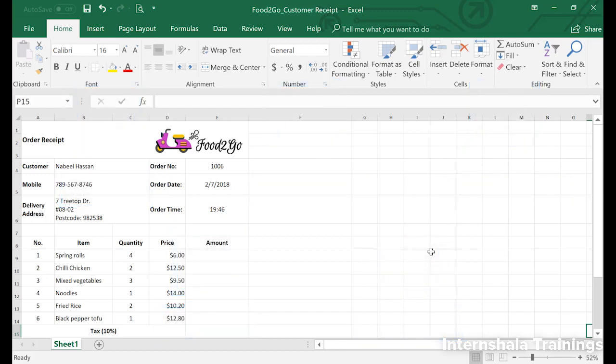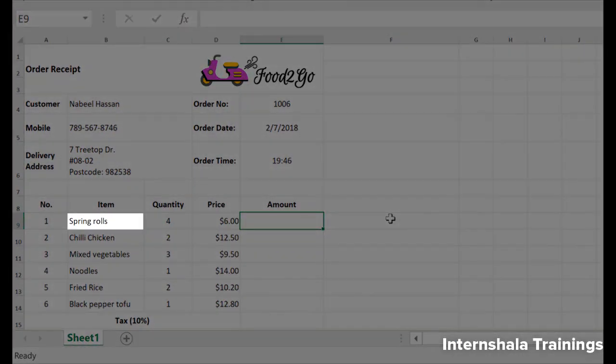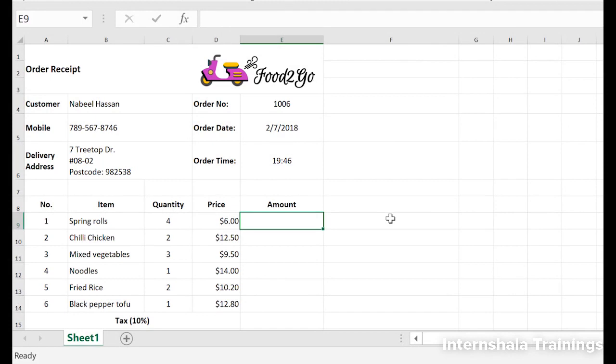Let's practice writing some formulas, starting with a basic one. To find out the total price of spring rolls ordered, we can enter a formula into cell E9 to multiply the quantity of spring rolls by the price per portion. So the value of E9 is equal to 4 times 6.